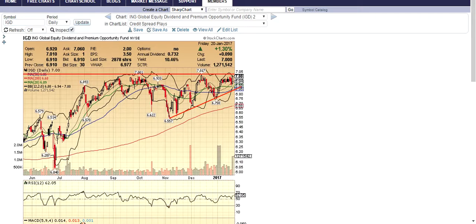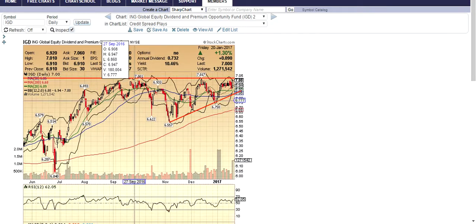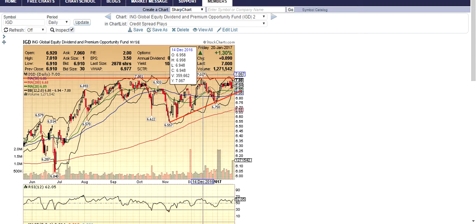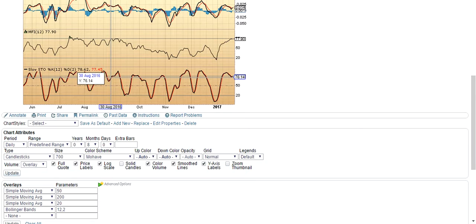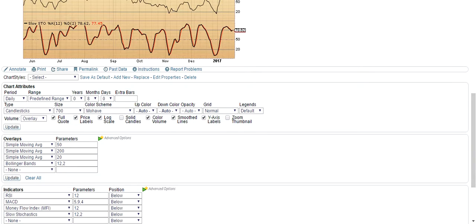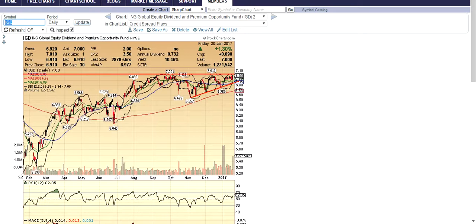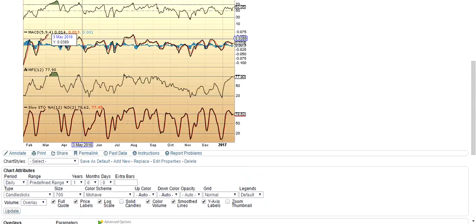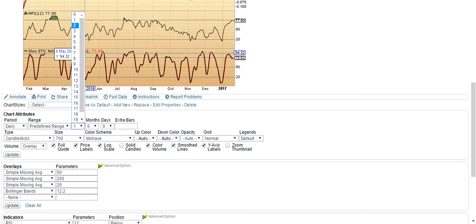And then what we're going to do is the same exact thing. We don't see any key resistance points after our breakout price that we need to look to as potential profit targets. So let's go ahead and take it back 1 year. Again, nothing visible. Let's go back 2 years.